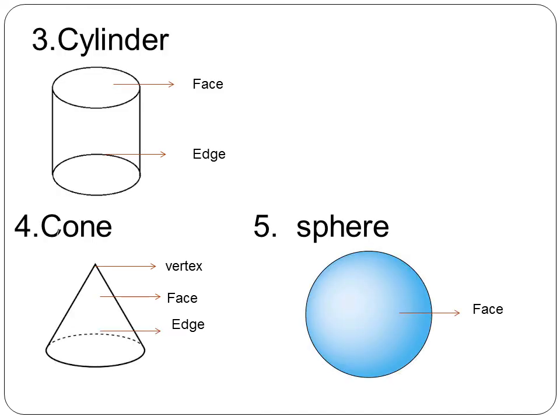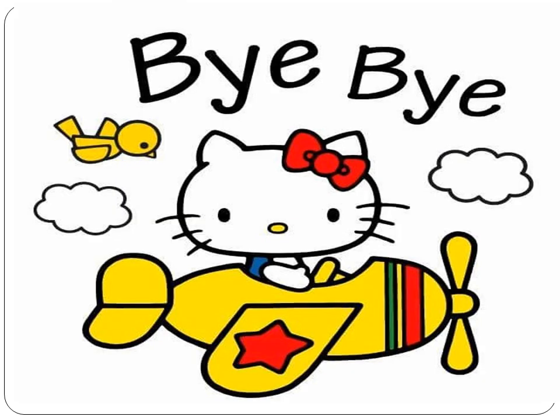So next it is cylinder. It has got face and edge. There is no vertex. Next it is cone. It has got only one vertex, face and edge. Sphere. There is no edge or vertex. It has got only one curved face. So mark it.